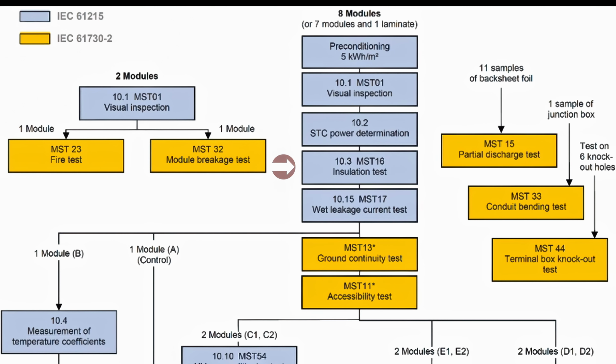What you do then is the insulation test. So this is a dry insulation test. You apply a voltage that's much higher than the usual system voltage. What you do then is a wet leakage current test. So the module goes underwater, and then you measure the leakage current and the resulting resistance of the module. Additionally, for the safety test, the IEC 61730, you do a fire test here and a module breakage test.